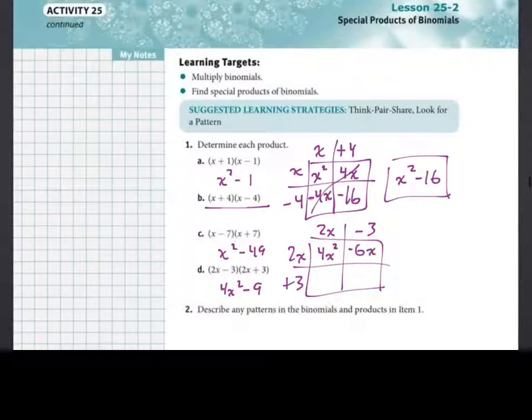but don't forget your x. And then we have a 2x times 3, that would be a 6x, and then the last one would be a negative 9. You guys with me still? These ones cancel out, right? So what do we have to look for right here to know that the middle term is going to cancel out?